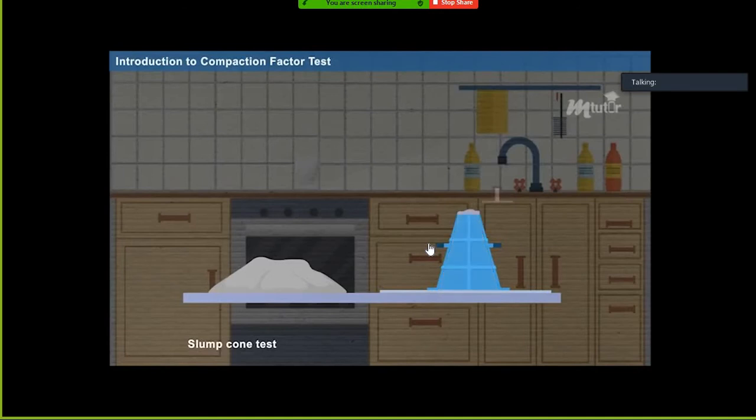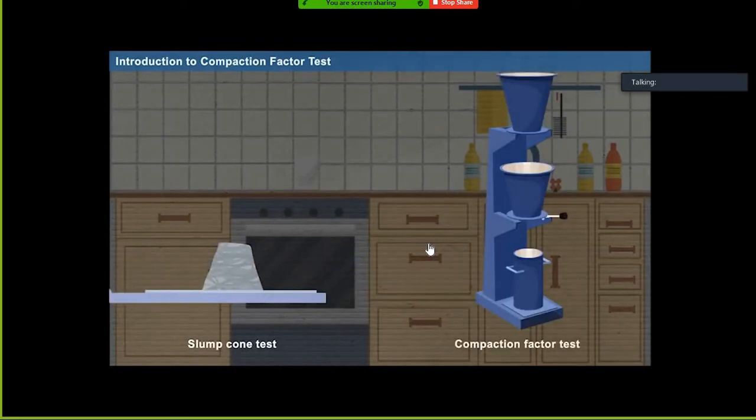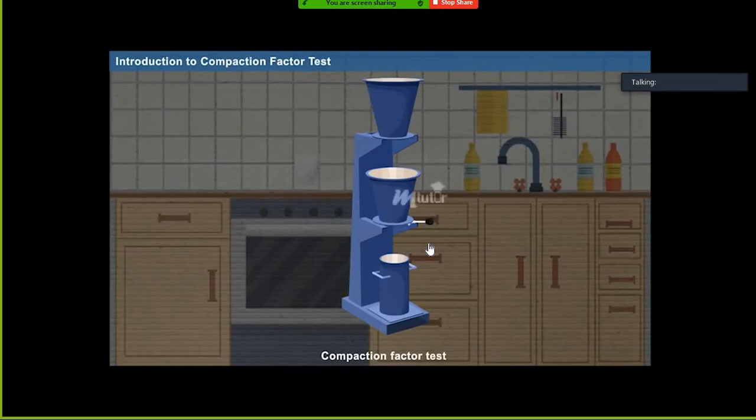Slump cone test is generally used for determining the workability of highly workable concrete, whereas compaction factor test is used for determining the workability of less workable concrete. Now, let us discuss about the compaction factor test in detail.